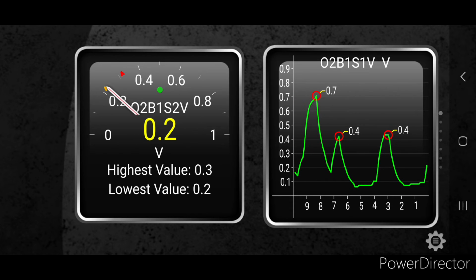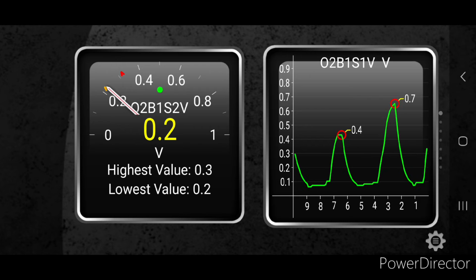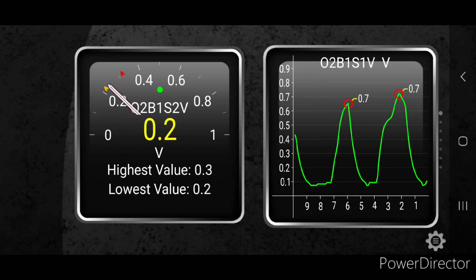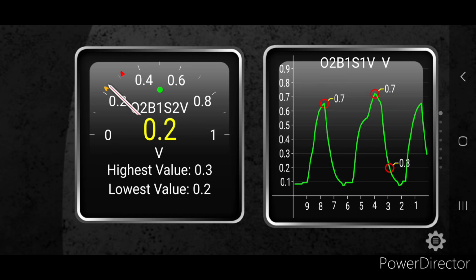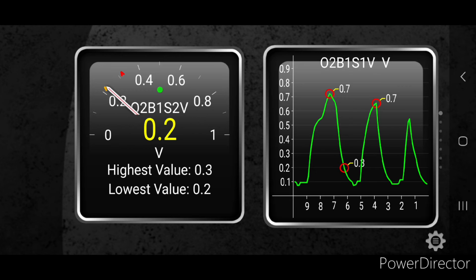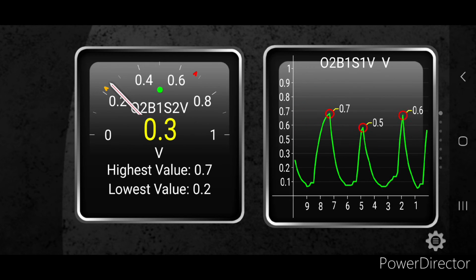So our bank 2 sensor number 2 is 0.2. This is the one on the catalytic converter, guys. So right now it's reading very lean. So let's step on the gas. Okay.